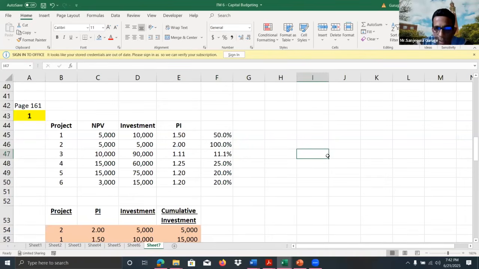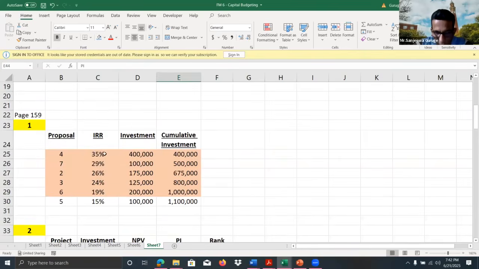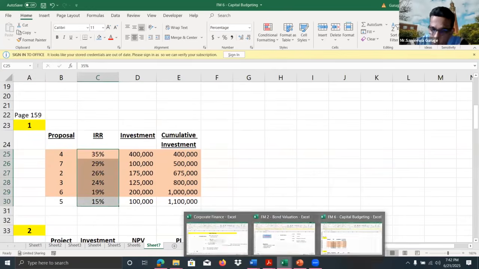So when we calculate the profitability index for different projects, we need to rank the projects using it. Higher the profitability index is better. Even for IRR, that is the criteria. Higher the IRR is better. IRR, as I mentioned, is very useful.